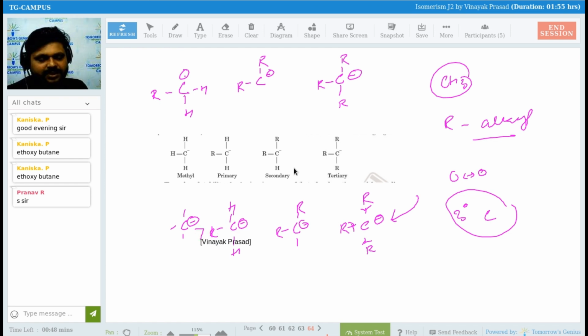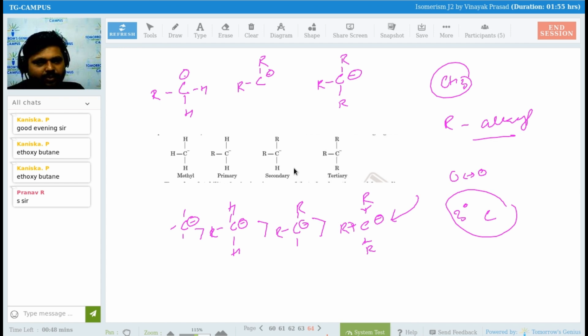So first of all, CH3 minus, then 1 degree carbanion, then 2 degree carbanion, then 3 degree carbanion will be least stable. So the stability order will be reversed in this case. Is it okay, everyone? Any doubt? No doubt? Okay, fine.